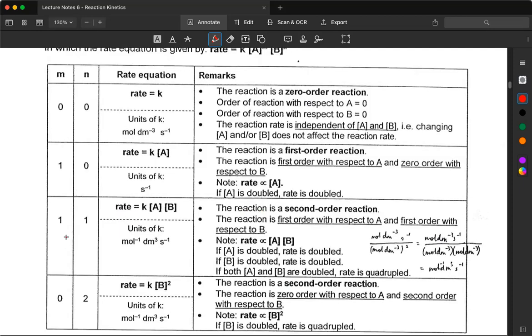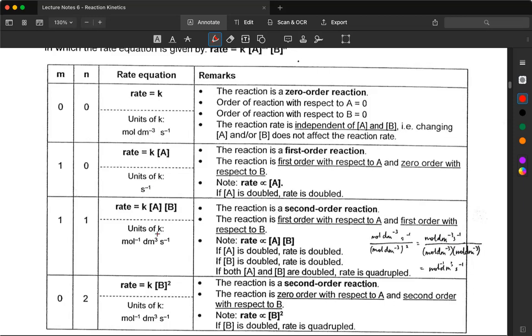If you have both reactants raised to the power of 1, then this is a second order reaction because it's first order with A and also first order with B. And the units of k will change accordingly. Now, for the derivation of the units, you can try to obtain it yourself. Rate is mole per dm cube per second, and concentration of A is mole per dm cube. So this is how we get the units of k.